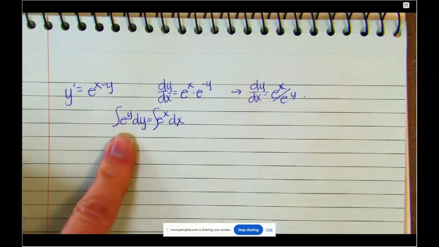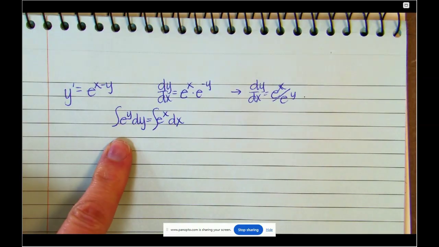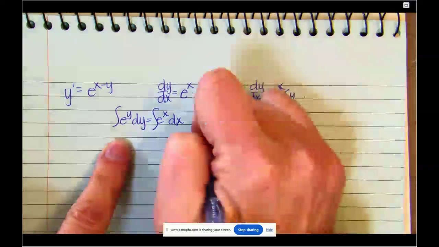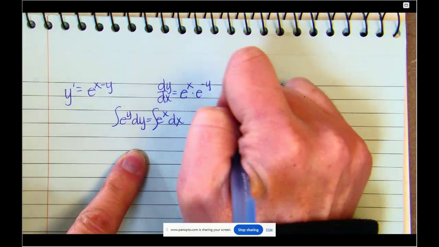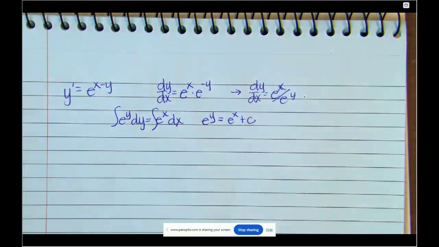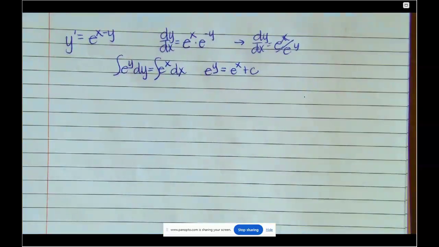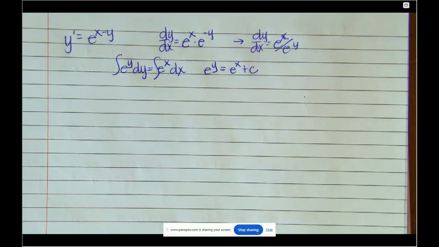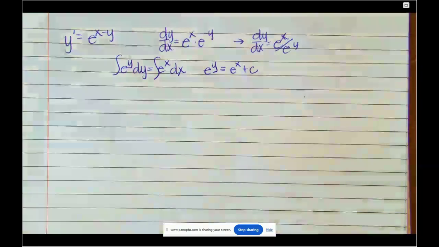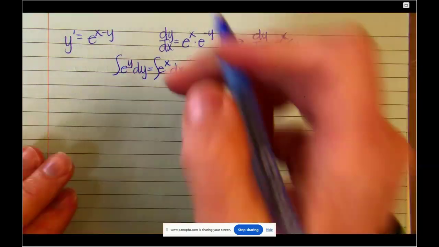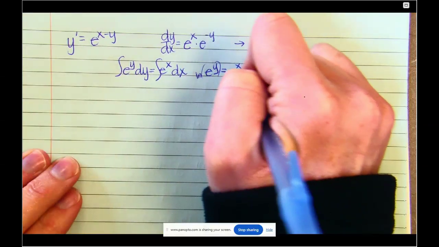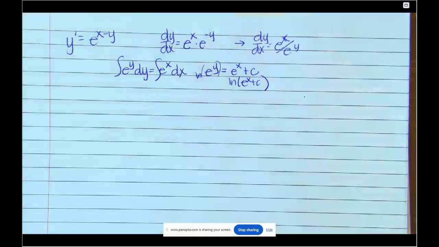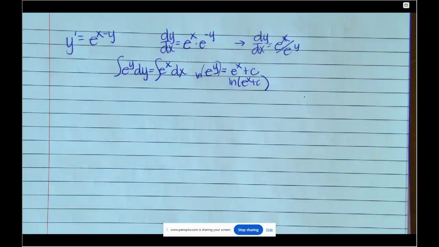So what's the integral of the left? e to the y. What's the integral of the right? e to the x plus c. Joe asked a good question, and this is what people want to do, so pay attention. How do you solve for y? You natural log, but because you are natural logging both sides, the e to the x plus c has to stay in parentheses. That's the argument of the natural log. It does not split.